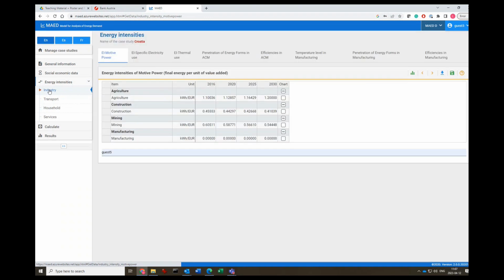So this is where we will insert our input data, which we will prepare somewhere else. Usually we do this preparation in Excel files, and I believe one was shared with you, which will definitely help in preparing the input data. Here we will be inserting the energy intensities of motive power, and as you remember, motive power is treated in terms of final energy. So we will calculate these parameters separately, and this is where we will be putting them.